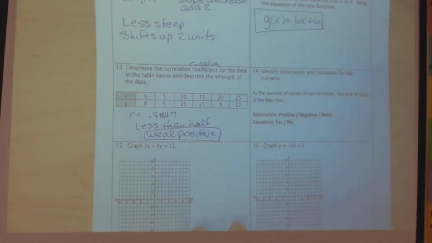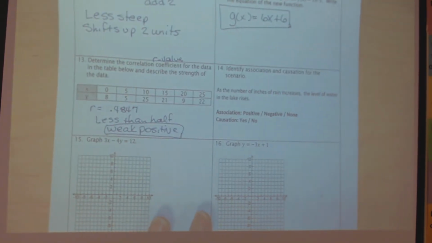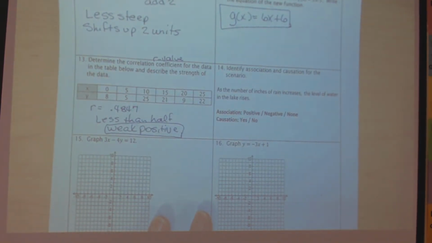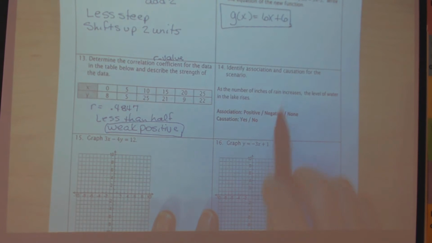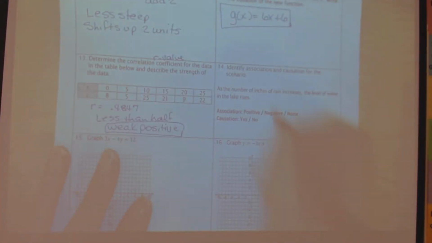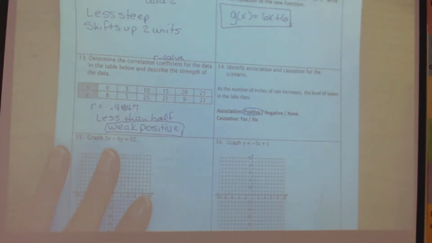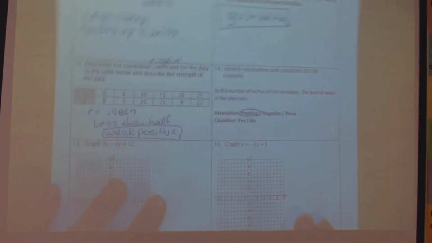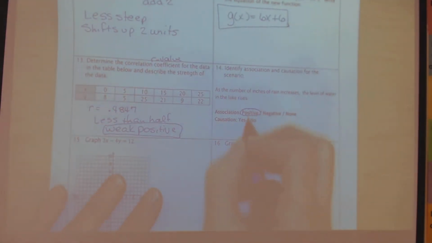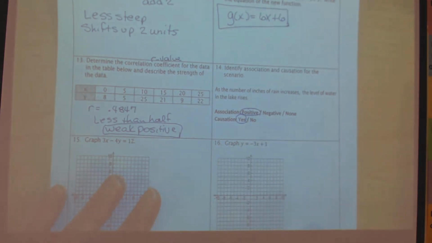Okay, next we have problem number 14. They want us to identify association and causation for this scenario. As the number of inches of rain increases, the level of water in the lake rises. So it's an increase and an increase. So positive direction makes our association positive. Is there causation? Would the number of inches of rain cause the level of the water in the lake to rise? Yes. So there is an identifiable causation there.